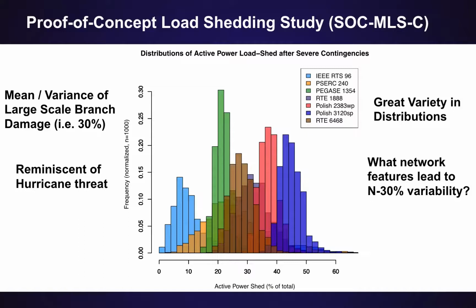And it's very important to note actually, that these distributions are on the lower bound of load shedding. We computed these with the relaxation, SOC-MLS-C. And so they could actually shift to the right depending on how close we are to AC feasibility. We expect them to shed more than this. But at the very least, we have to shed this much, and there's quite a bit of variability there. So that gives you an overview of what we're doing.